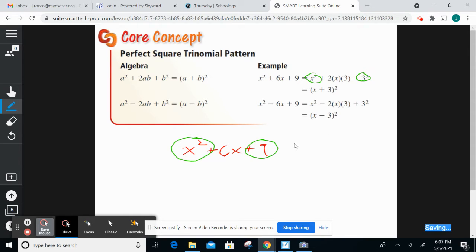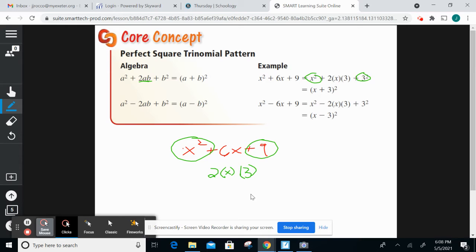Okay, and look at the middle. The 6 is made up of a couple things, and this right here is the formula. The middle is 2 times the x, the square root of that, and the square root of 9 is 3. I don't know what's going on with my mouse here, guys. Sorry. All right, that's supposed to be a parentheses with a 3. So 2 times x times 3, as in 6x.